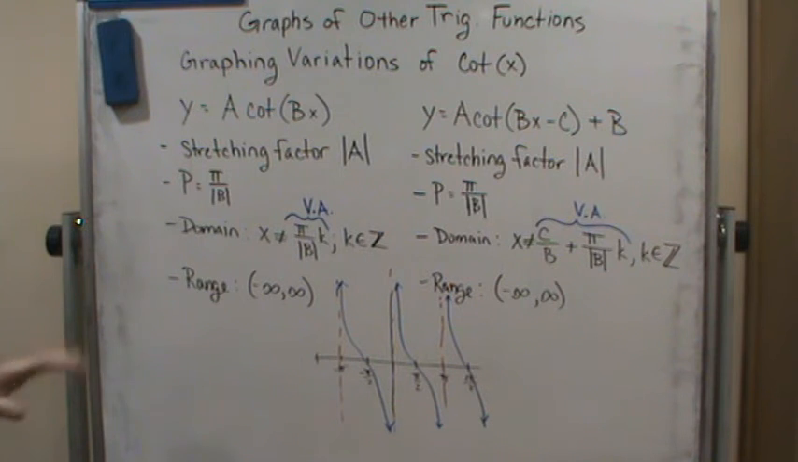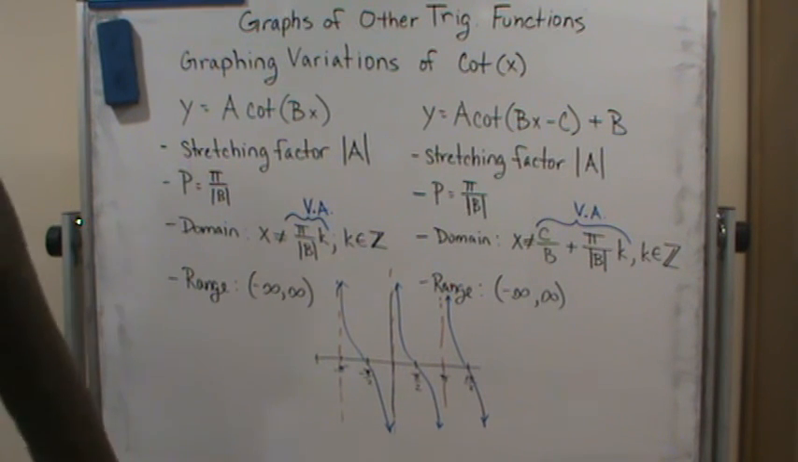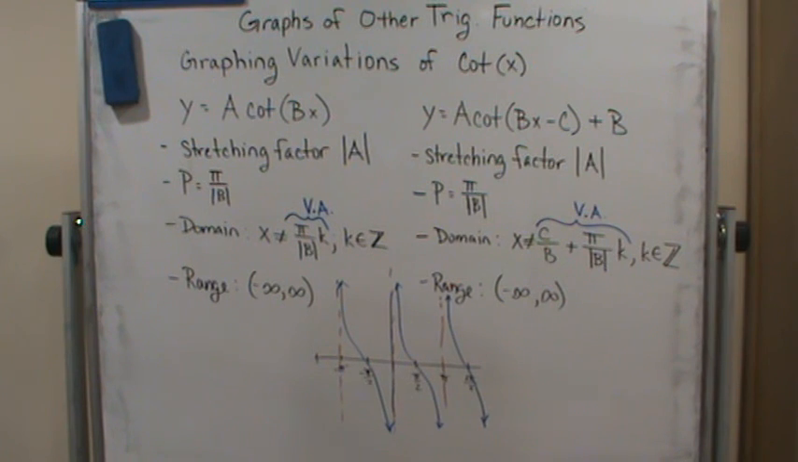And so those are the important characteristics that we're going to use to analyze and graph these variations of cotangent. Okay, that's it. So let's jump in and do a few examples and wrap it up.